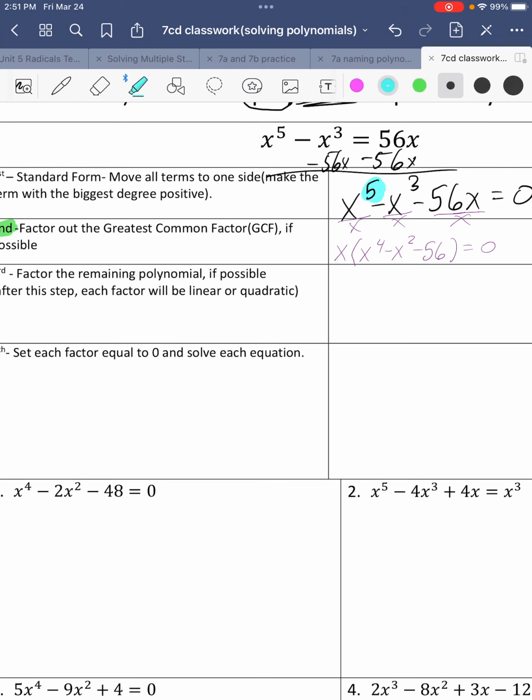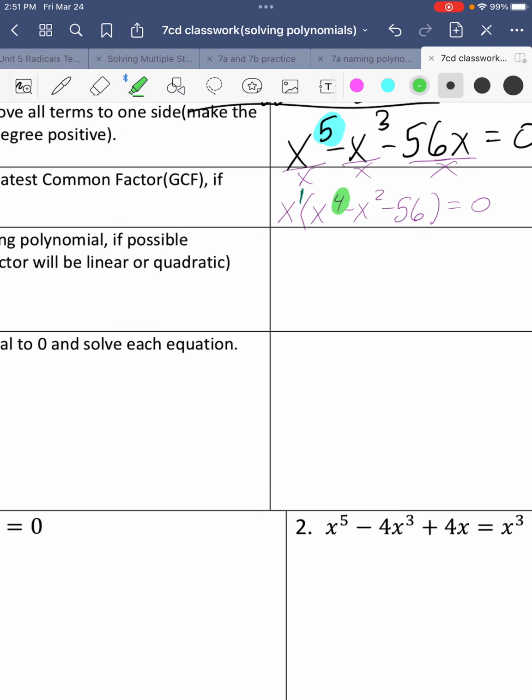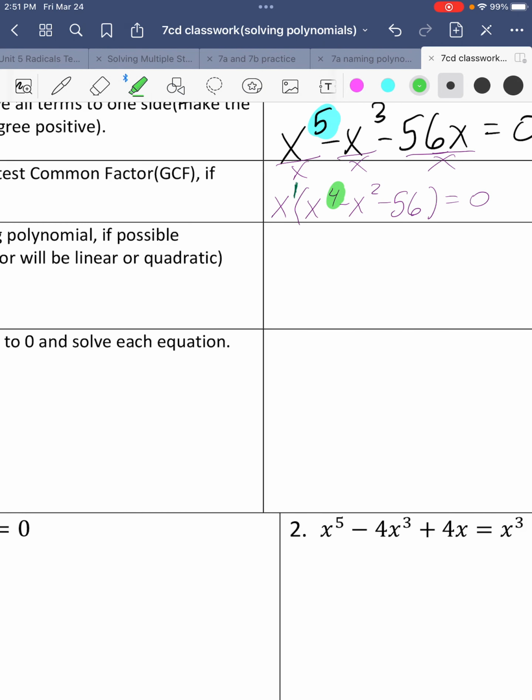First, I should have stopped right away and asked, how many solutions are there to this equation? Well, we have 5. We have 5 different solutions. So where are these solutions going to be found? Well, they're always with the exponents of each variable. Right now the greatest common factor has an exponent of 1. So one of our solutions is going to come from that greatest common factor. The other 4 solutions come from the x to the 4th minus x squared minus 56.